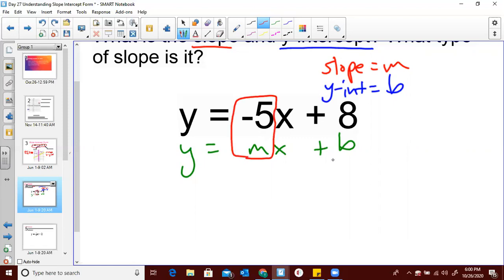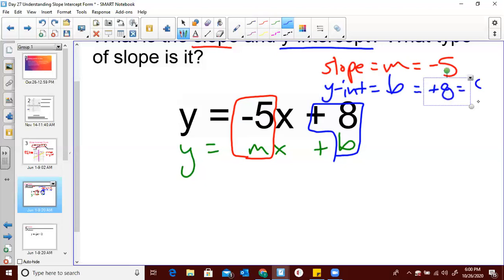And then we're going to have our b here, and I'm going to make sure I get this plus sign in there. And that's going to be our y-intercept. Our slope, right here in red, lines up with the m, because slope equals m, and is just going to be -5. Our y-intercept is b, right here lines up with b, and is going to be a positive 8. Or you can just write 8.